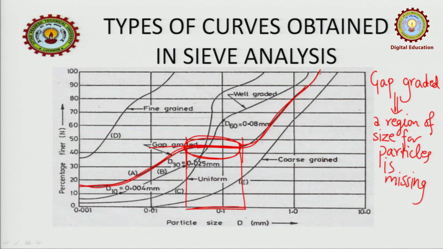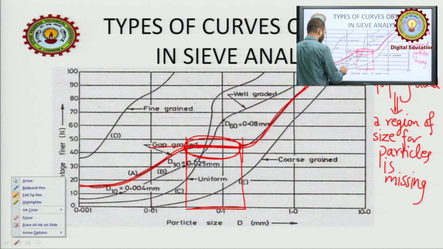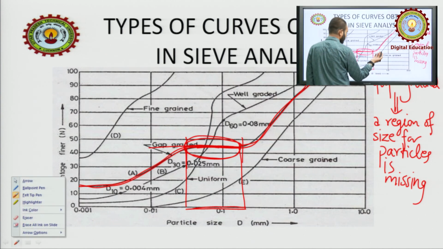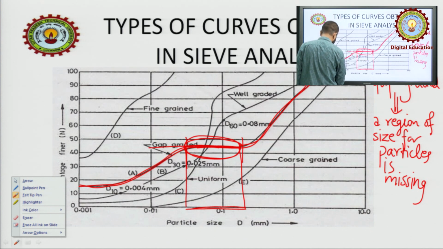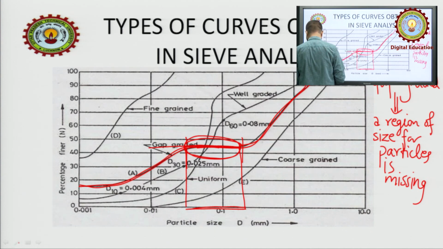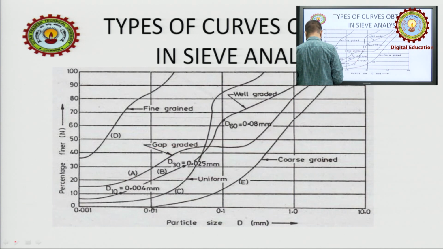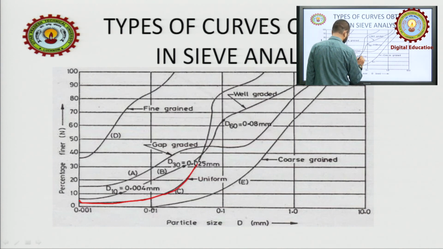Okay, so this is the gap graded. Now, I think you have understood this is the gapping. Then let us move to the final one, which is your uniform soil. This is your uniform soil. One second. This is your uniform soil. Okay, this is your uniform soil.